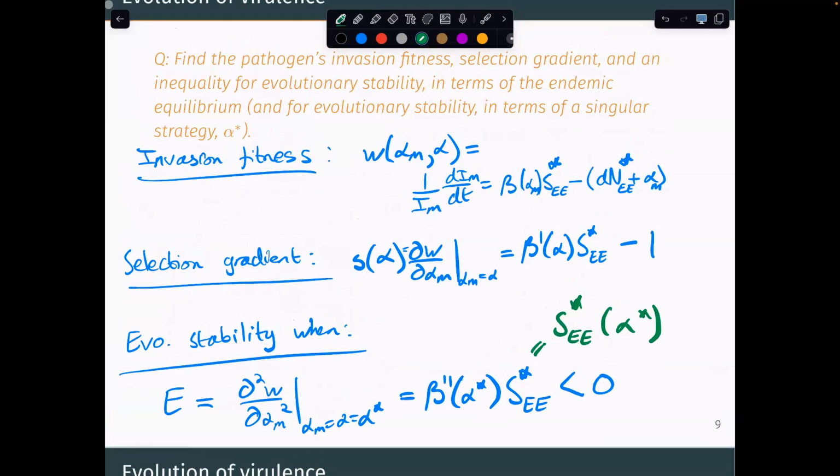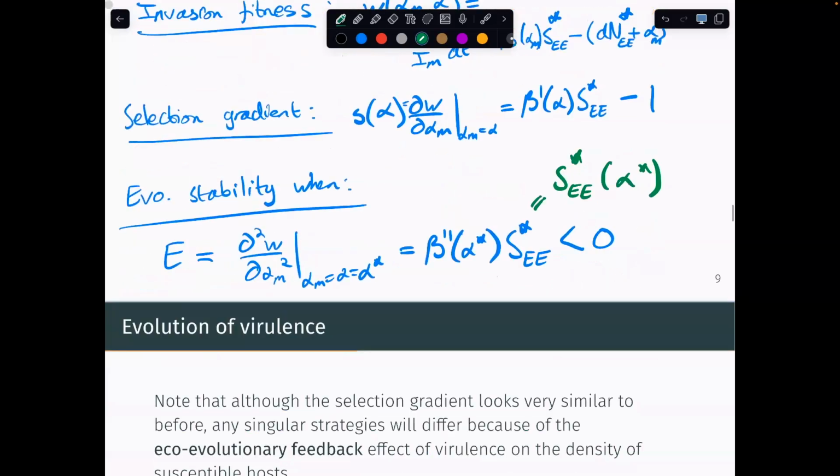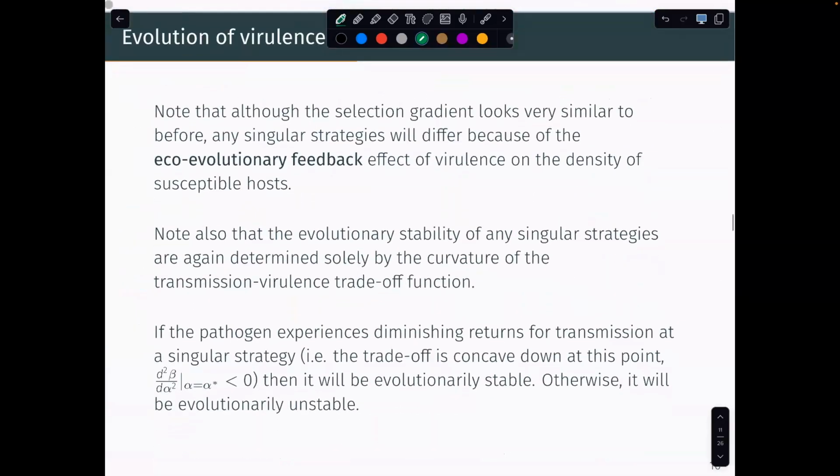Typically, if you can write down an expression for invasion fitness, generally you can take the derivative to find your selection gradient, and you can find your second derivative with invasion fitness. Because the mutant trait never affects the ecological equilibrium, you can always just leave these here at this stage and substitute them in later when you're finding your evolutionary stability. So finding these three tends to be pretty simple. The problem tends to be when you find your convergence stability, which we'll get onto in a minute.